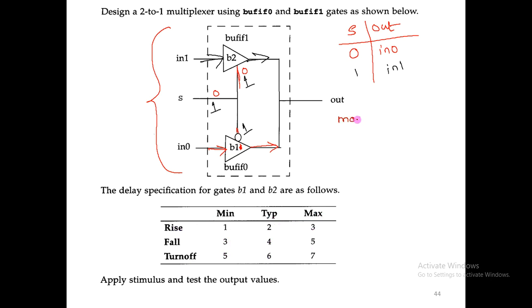Module, let me name it as mux2_1. What are the outputs for this? I'm having only one output, that is out. Let me write it as out. What are the inputs? I'm having three inputs, in0, in1, then s. So these are the inputs and outputs. No intermediates are needed because it is a simple code. Now I call upon the first one, bufif0.